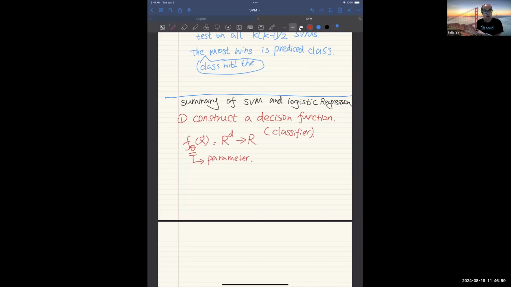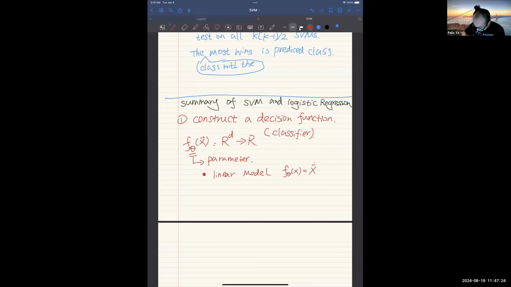And of course we can have a linear model. With the linear model, that means my f theta of x is nothing but x times w plus w0. So my theta is nothing but w and w0.